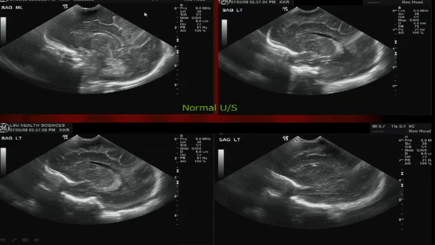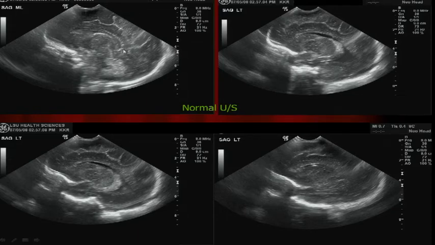Then they do the sagittal view. Here's the front of the head, the top of the head, the skull, the back of the head, the occipital, the skull base. The eyes would be here. This is the vermis of the cerebellum. This little black triangle is the fourth ventricle. This is the massa intermedia or the interthalamic adhesion. Here is the genu of the corpus callosum, the body of the corpus callosum, and the splenium of the corpus callosum.